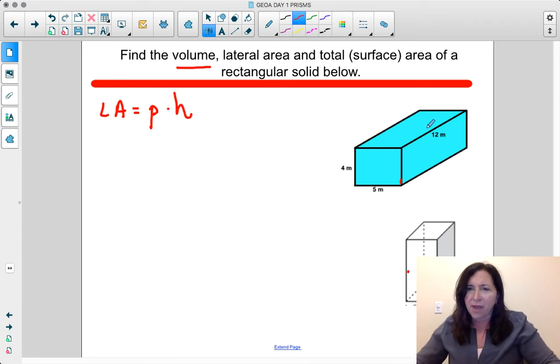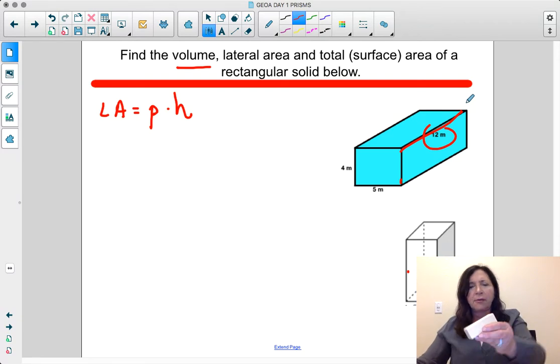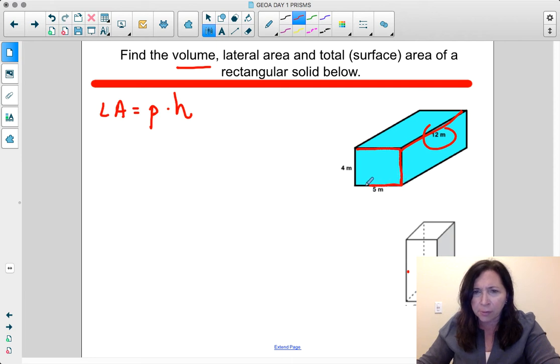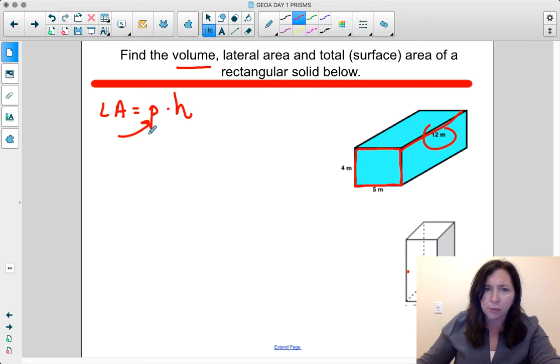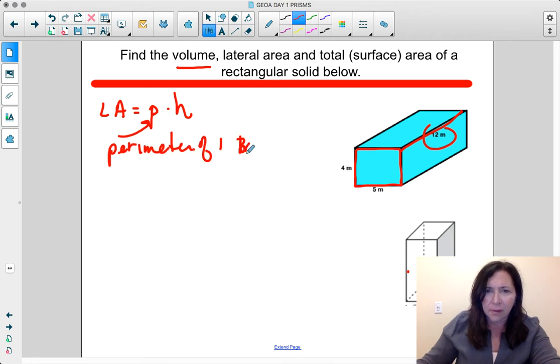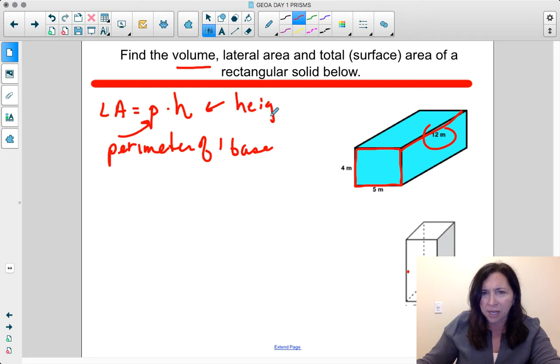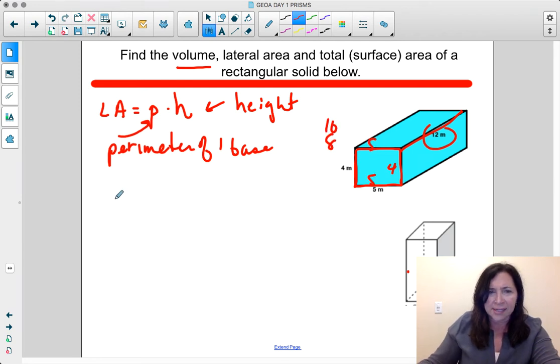Now remember, this value, 12, is my height. So if I were to take this solid and stand it up like that, that's the height. The perimeter is the perimeter of one base. And we're not going to make that capital, because capital B means area. So the perimeter of one base times the height of that shape. So we're going to go, this is 4 plus 4, which is 8. 5 and 5, which is 10. 10 plus 8, 18. So the lateral area is going to be 18 times my height, which is 12.